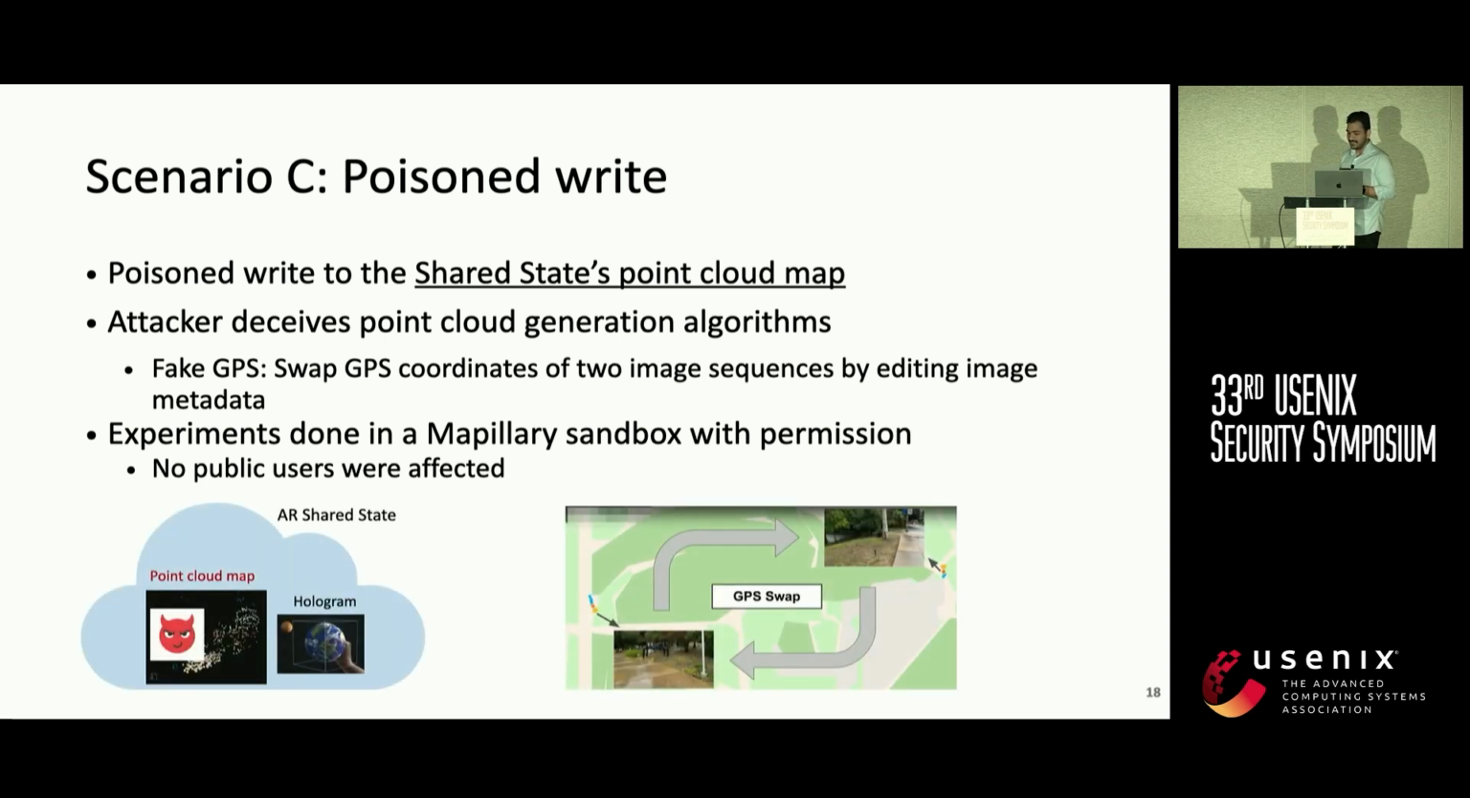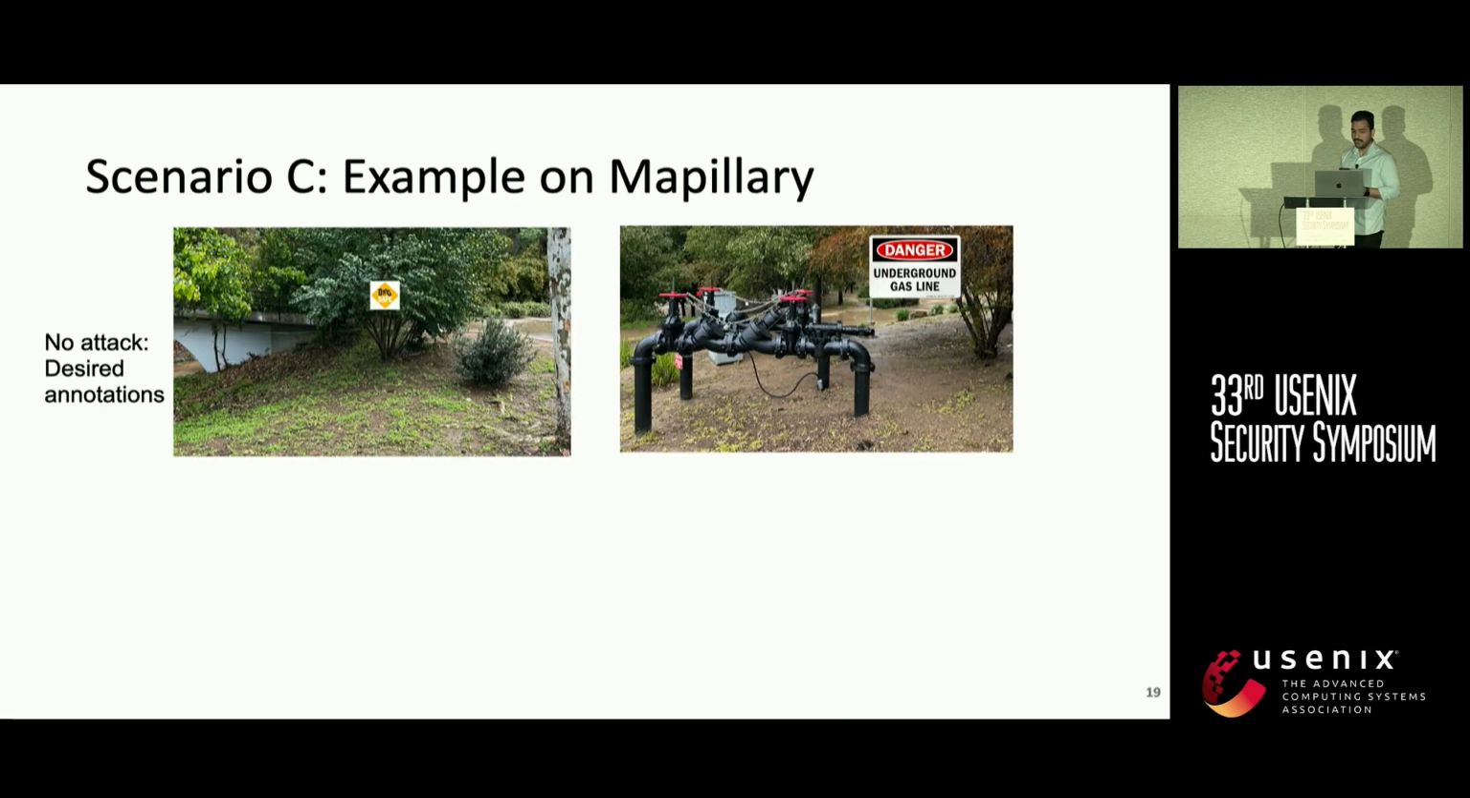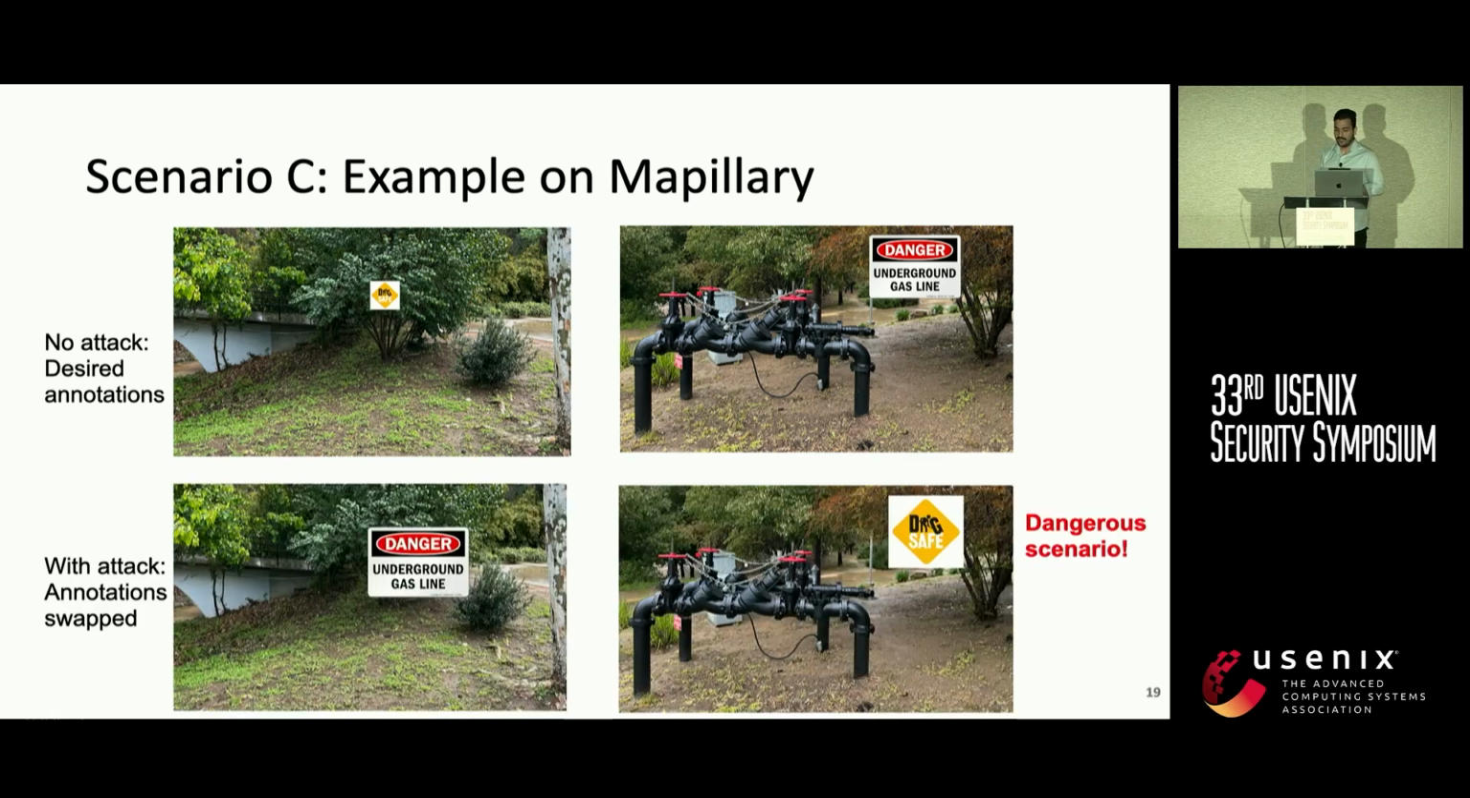For example, here you can see that we had 2 image sequences and the attacker tried to swap the GPS information. So finally, the image sequences were swapped in Mapillary. Or here is another example on Mapillary. You can see here 2 real environments with 2 signs without any attack. But with the attack, we could swap the annotations. And on the right side, you can see that we could swap the signs, and it's a really dangerous scenario because now the annotation says it is safe, but it's not actually safe.